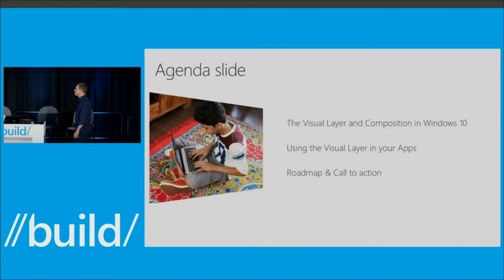It's pretty simple, really, 3 sections. I'm going to minimize the talking at the beginning, but give you a little context around what the visual layer means to us and what composition in Windows is. We're then going to spend an awful lot of time in Visual Studio looking at code. I've got a lot of demos, so please pray with me that all my demos run. And then we'll finish up looking at our roadmap and some calls to action for you guys.